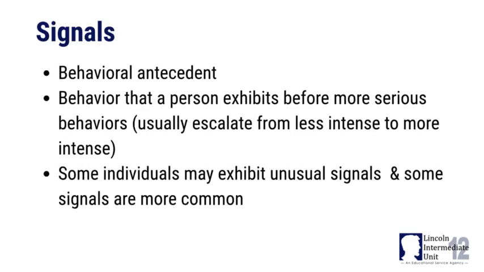Signals are related to triggers and setting events, but they're actually something that is a behavior. So it's something we can see in the student that they will exhibit before we get to the more serious behaviors, the ones that would go under the B in ABC. So for many students, this could be clenching their fists or starting to breathe heavier or becoming agitated or twitchy or getting up and moving around. All of these are those signs or signals that a behavior might be coming.